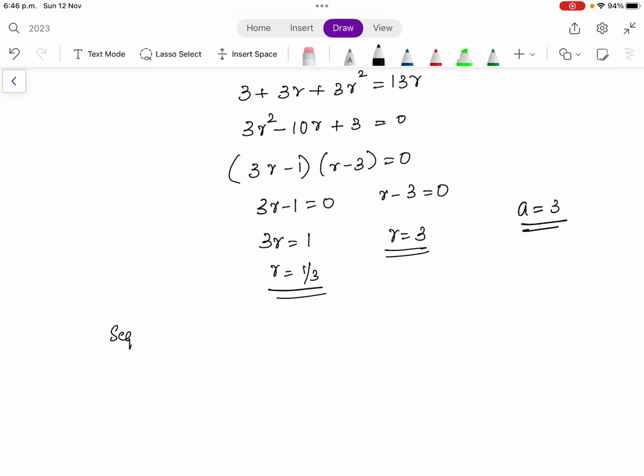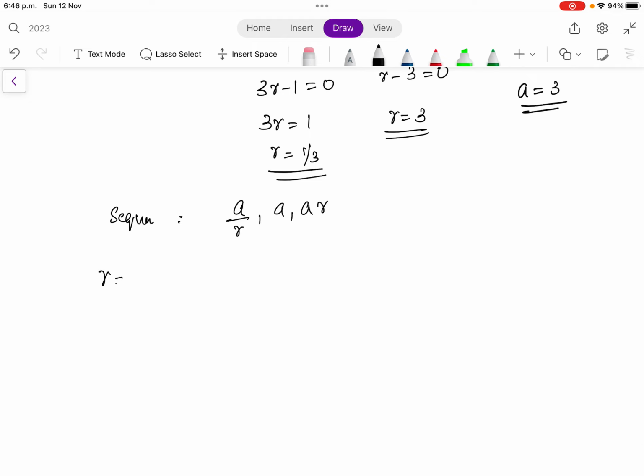So the sequences can be written as A over R, A and AR. I'm just taking the case. Let me write it for R is equal to 1 over 3. We'll have to write it for both, because we have 2 values of R. So for the first one, 1 over 3, what you will do is 3 over 1 over 3, 3, and 3 times 1 over 3. So that is equal to 9, 3 and 1. Okay, and it goes on like this.